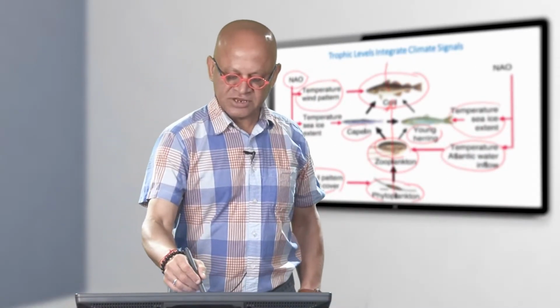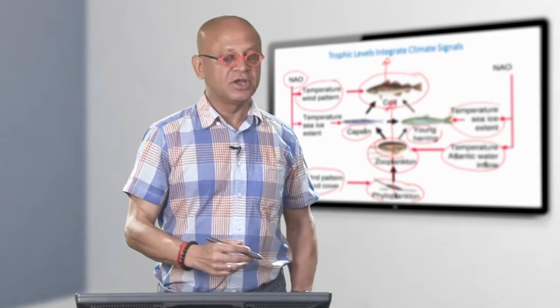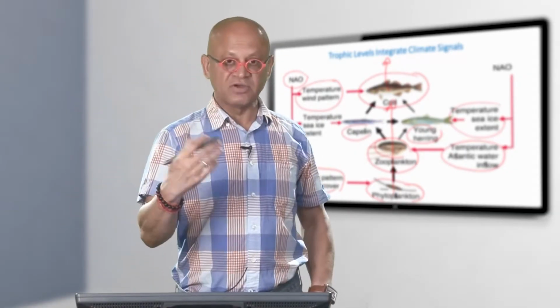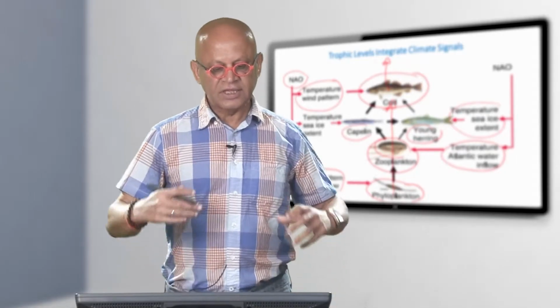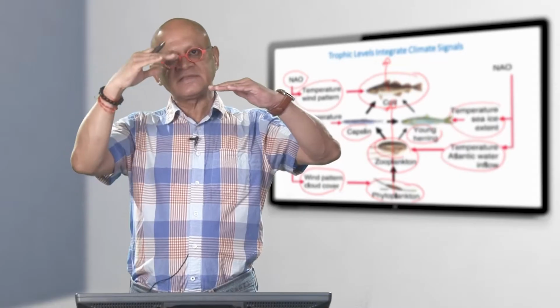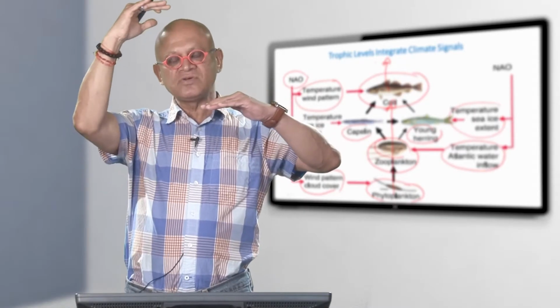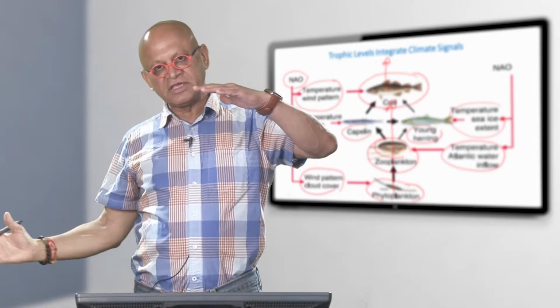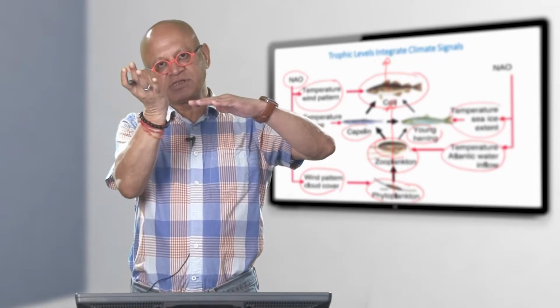So, you can imagine there is somebody else who is eating cod. It could be human beings, it could be a sea lion, it could be a whale and so on. So, the ecosystem is basically integrating the climate impacts at each level, and somebody who is sitting at the top, could be us, is being affected by the integration of all these climate change signals.